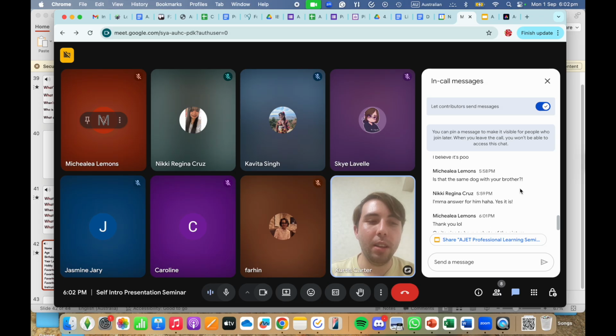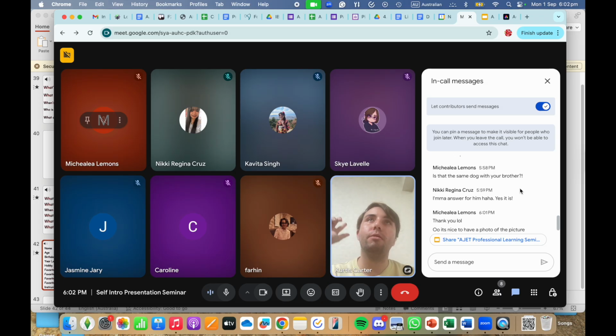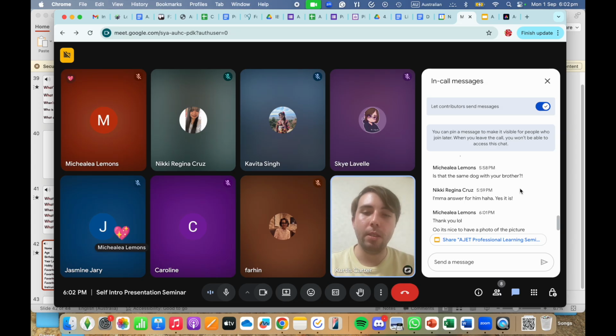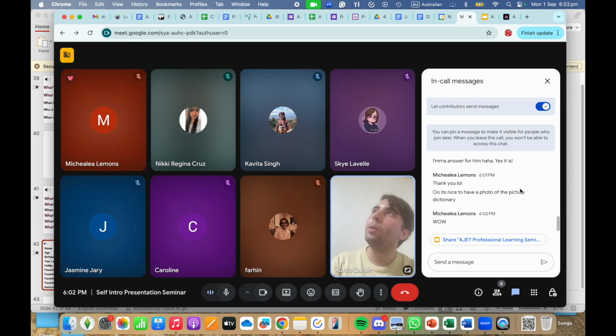Same dog with your brother. I think it's actually one of Rimu's puppies. So Rimu had 3 litters because she's a purebred Finnish Lapphund. So that's one of the puppies. I think the dog's name was Apollo or Athena, one of them.